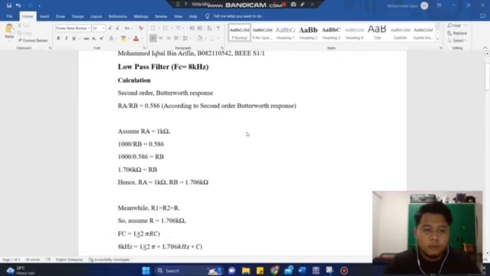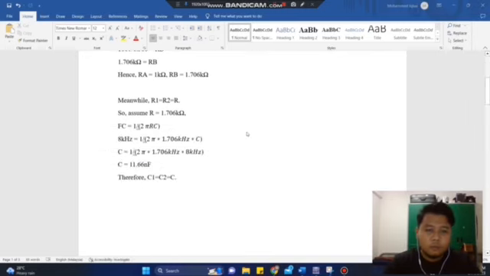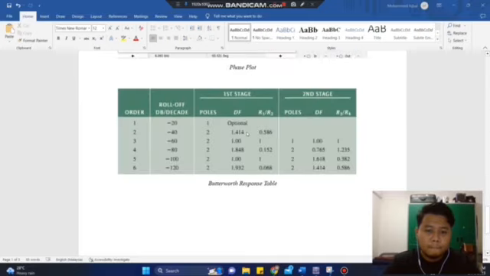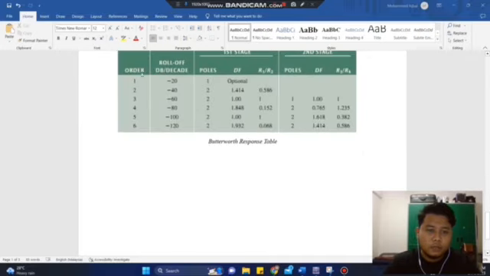So for my part, I want to present about low pass filter. The specification is the cutoff frequency is at 8 kilohertz. For the second order, I have to refer to the Butterworth response table. For my order is second order, so the pole is 2.